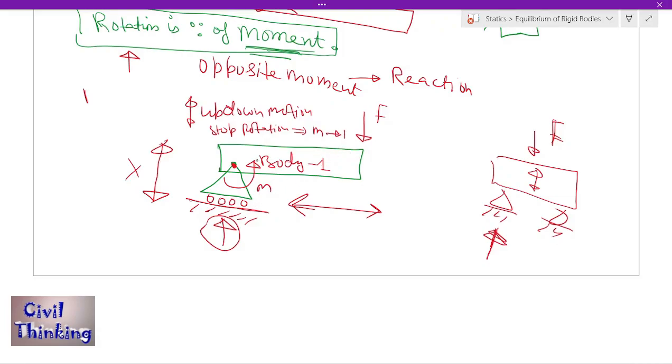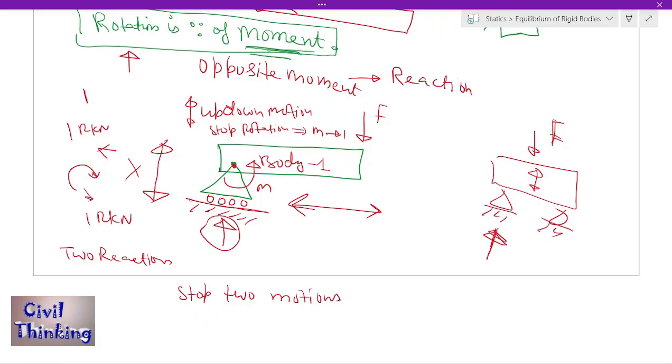So you see, the more you stop the motions, you stop up down, there is one reaction. Now you stop the rotation, and there is another reaction. So 1 plus 1, total reactions is 2 reactions. Why? Because you stop 2 motions, isn't it? You stop up and down, and you stop the rotation. You stop 2 motions, and you get 2 reactions.